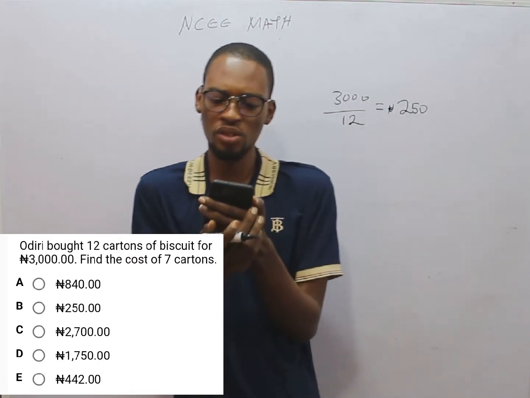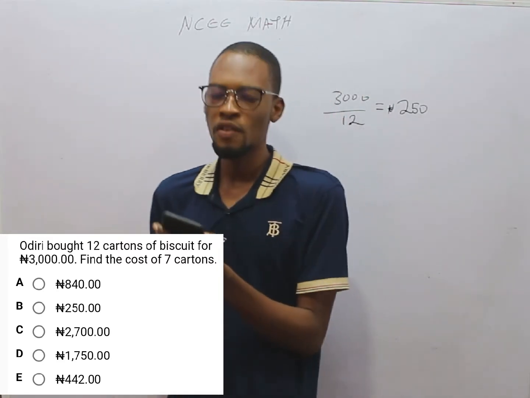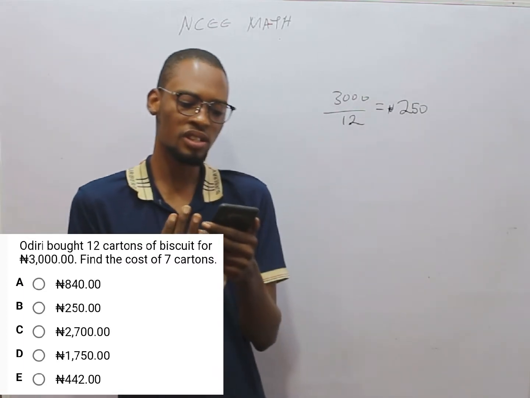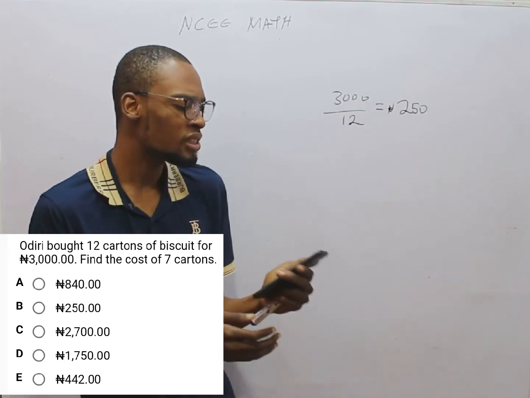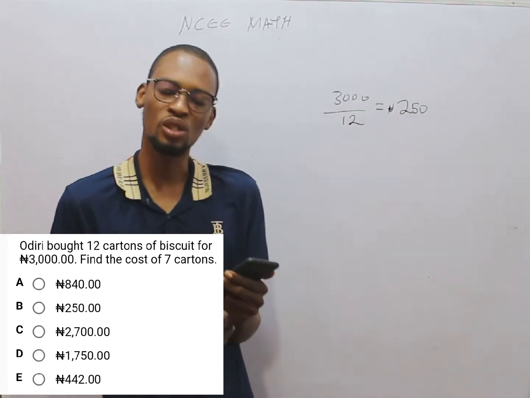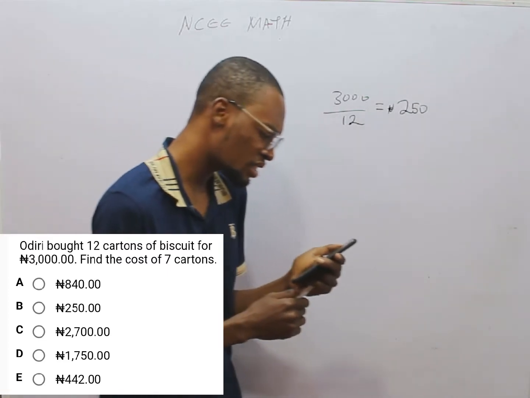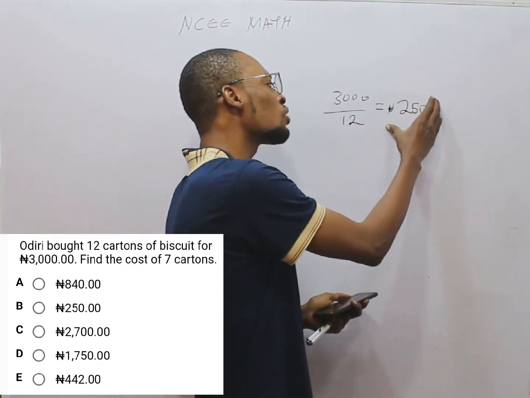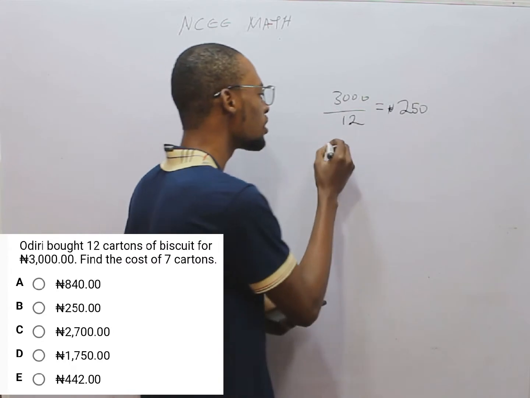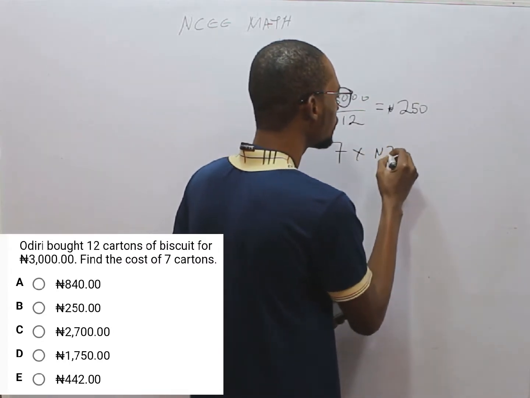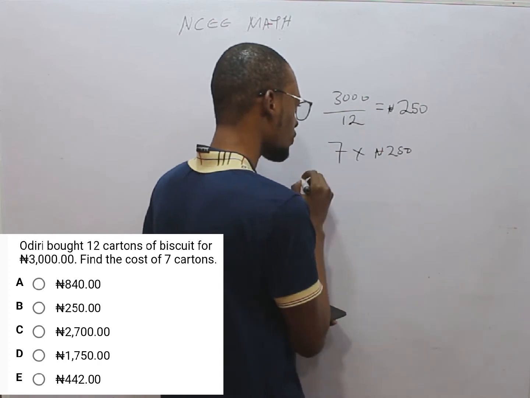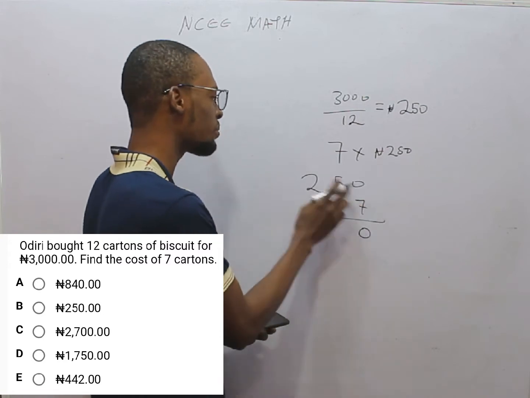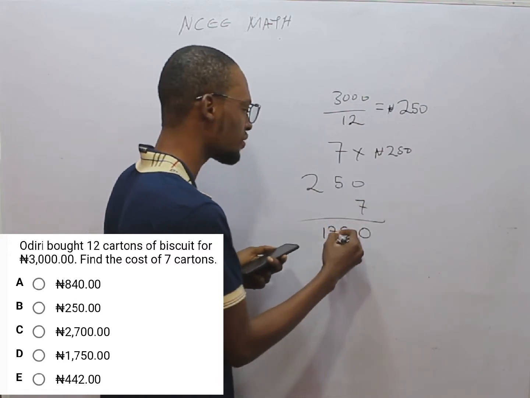Odiri bought 12 cartons of biscuits for 3,000 naira. From that, I've been able to get something. If 12 cartons is 3,000 naira, it means 1 carton will be 3,000 naira divided by 12. That is 250 naira. This question says, find the cost of 7 cartons. If 1 carton is 250 naira, 7 cartons will simply be 7 times 250 naira. What is that? 250, 7. So 7 times 0 is 0, and everything should give you 1750.